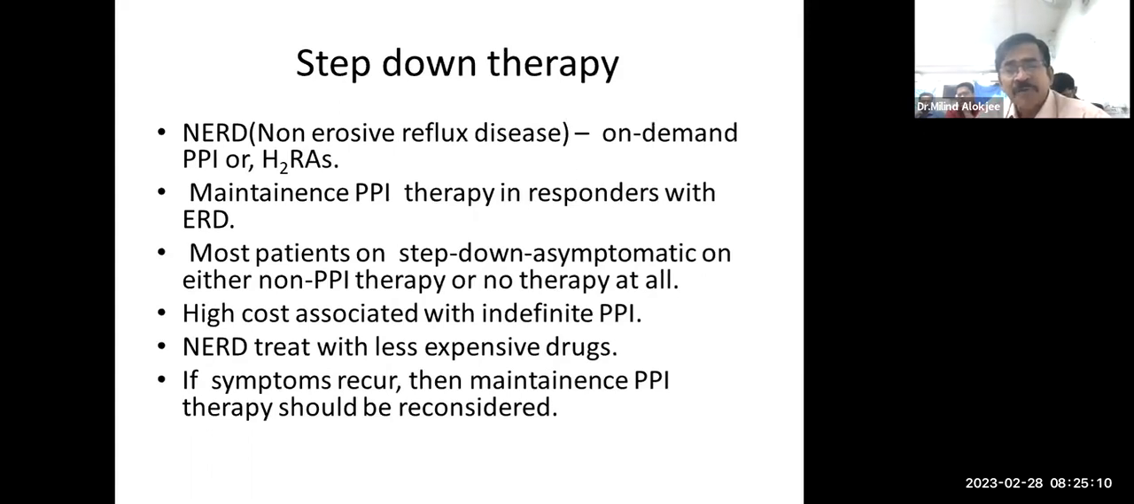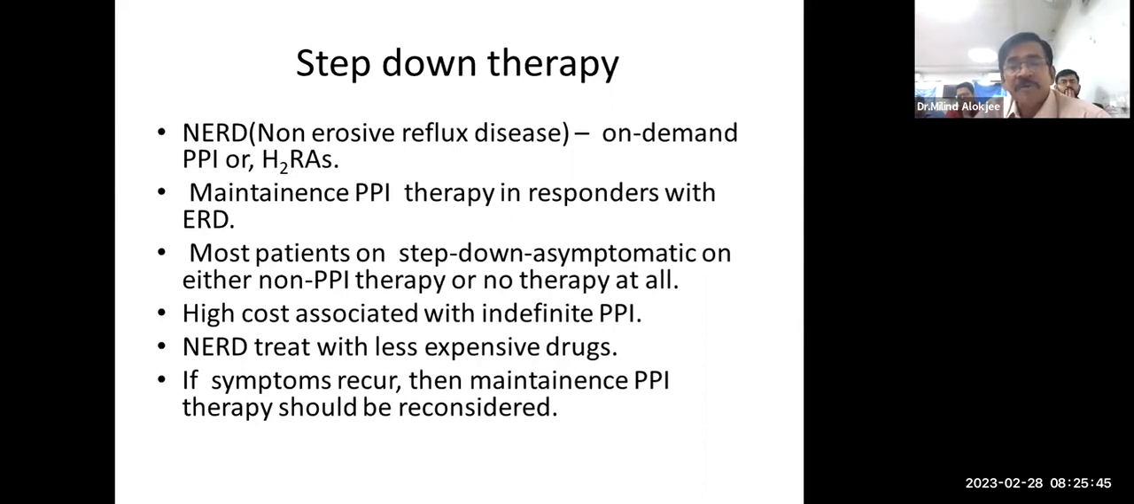And once the patient responds to this PPI therapy or acid suppressive therapy, then these are the patients who need to be followed up. And some patients may require some maintenance or step-down therapy. Patients having non-erosive reflux disease, after initial response, may stop PPI, and if they're symptomatic, they can use on-demand PPI or H2 blocker. However, some patients with reflux disease may require a maintenance therapy with PPI.